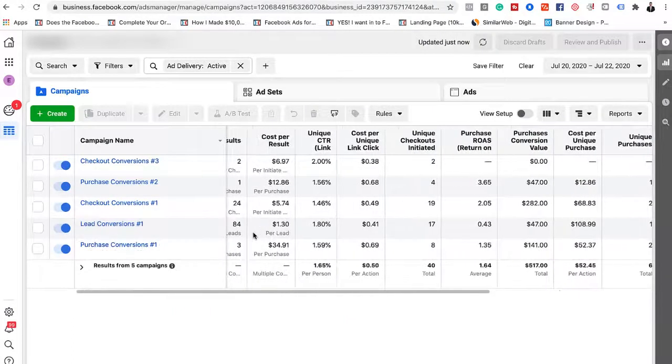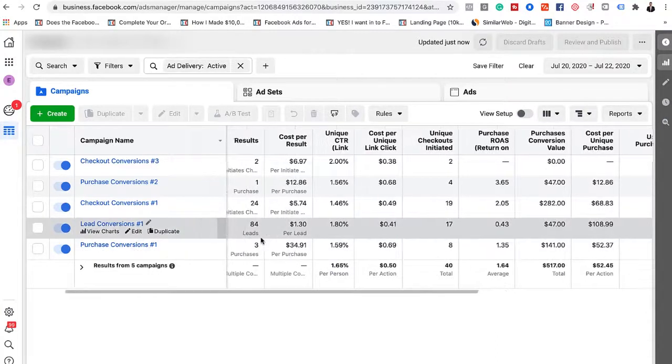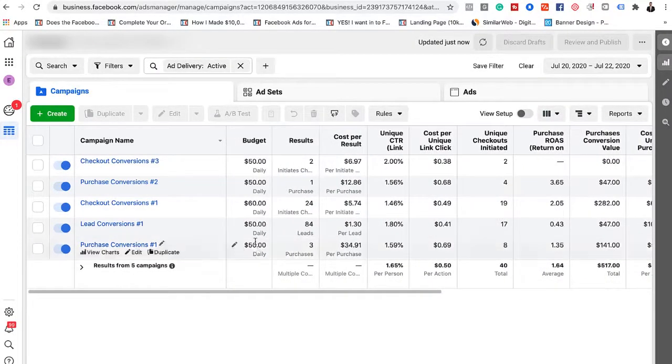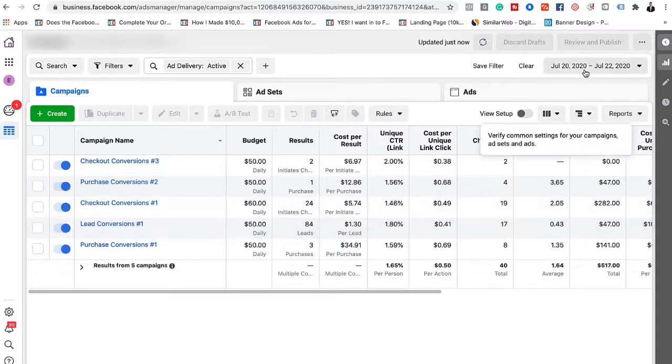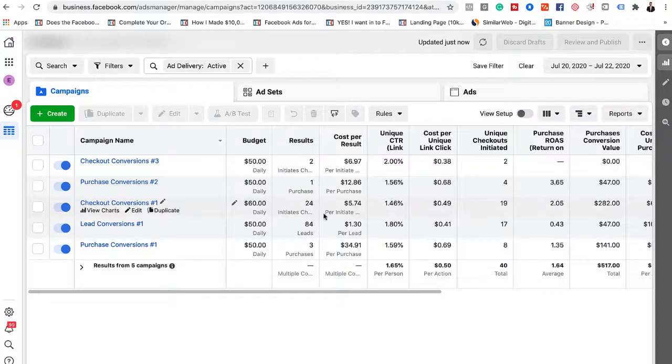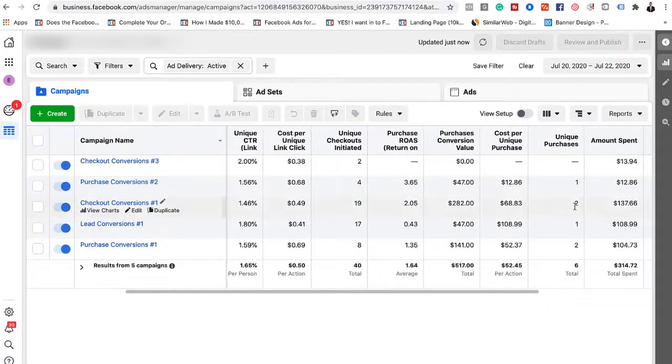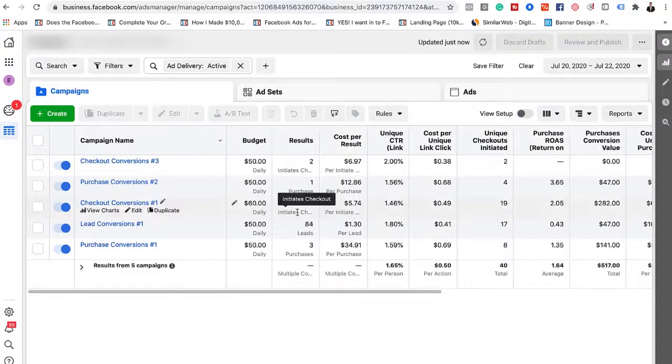So I'm doing CBO. Now guys, whether you're doing this method for campaigns or for ad sets, it is the same. Whether you're duplicating campaigns or duplicating ad sets, it is the same. So in this case, I am currently spending $50 on these campaigns, and July 20th to July 22nd has been 3 days. I already started vertically scaling the checkout conversions 1 because I literally got 2 purchases pretty early on. And basically, because I have 2 purchases, I decided to start vertically scaling it.